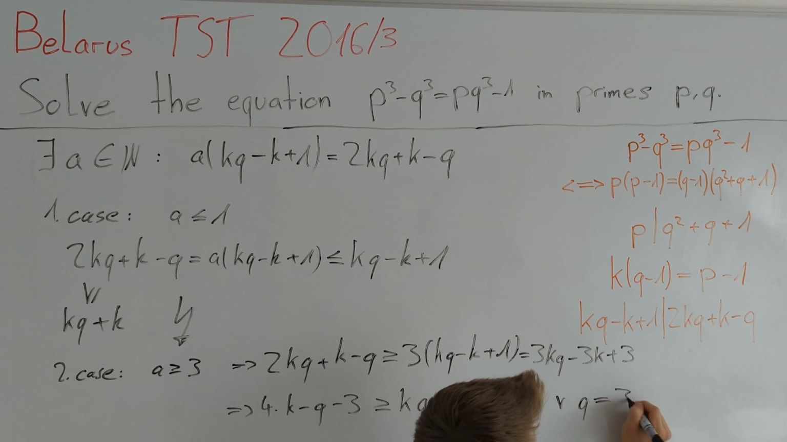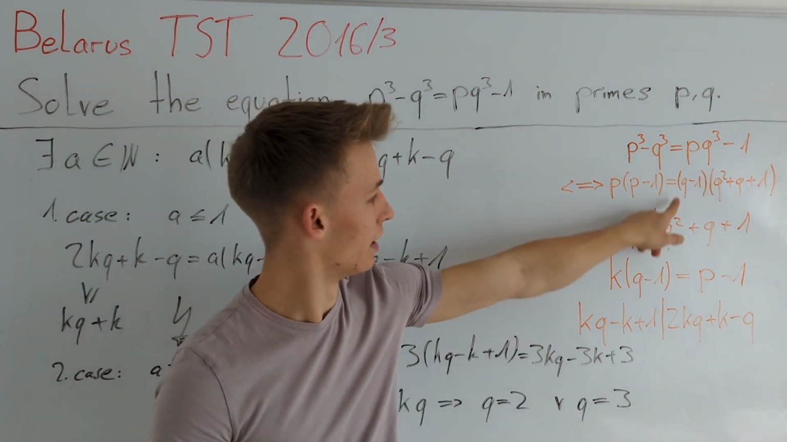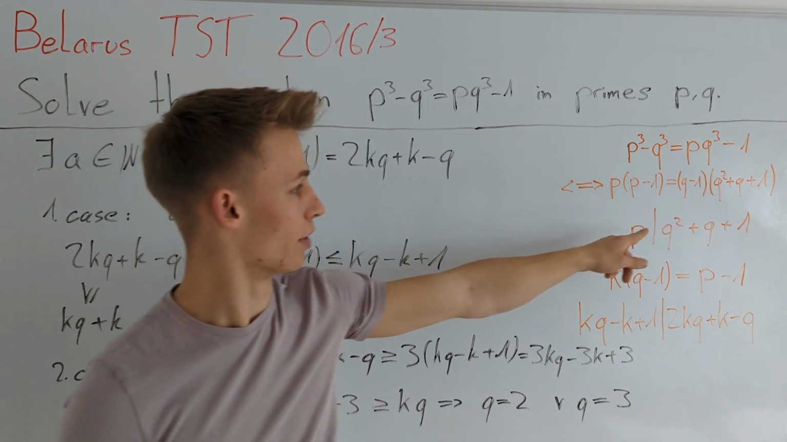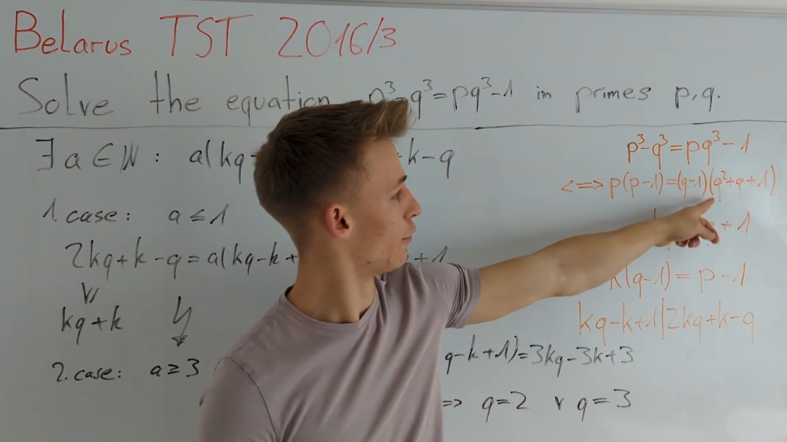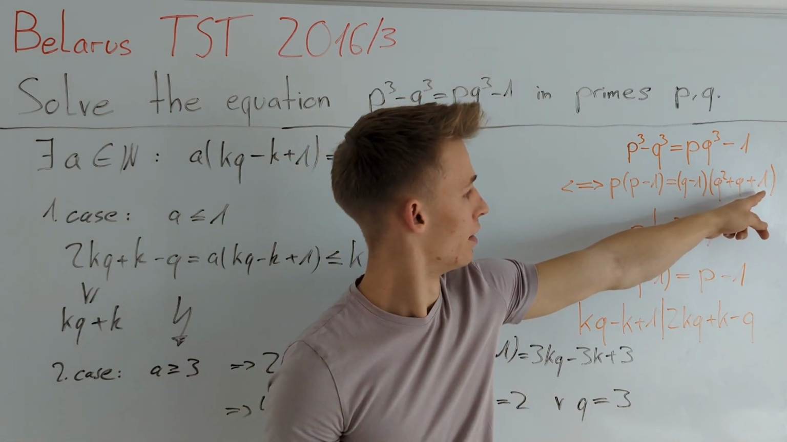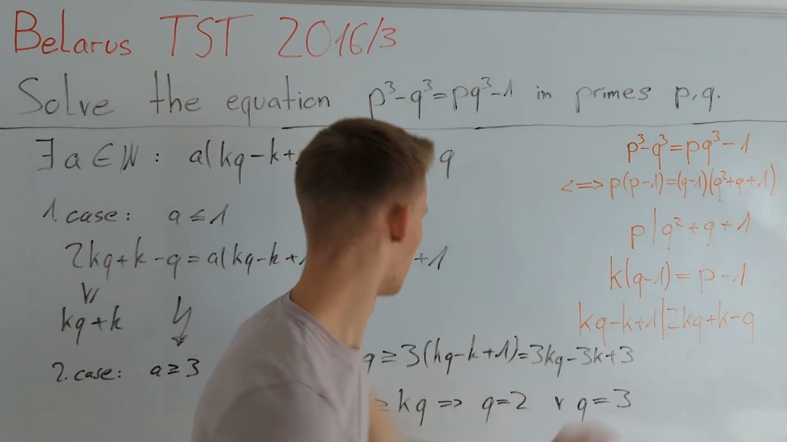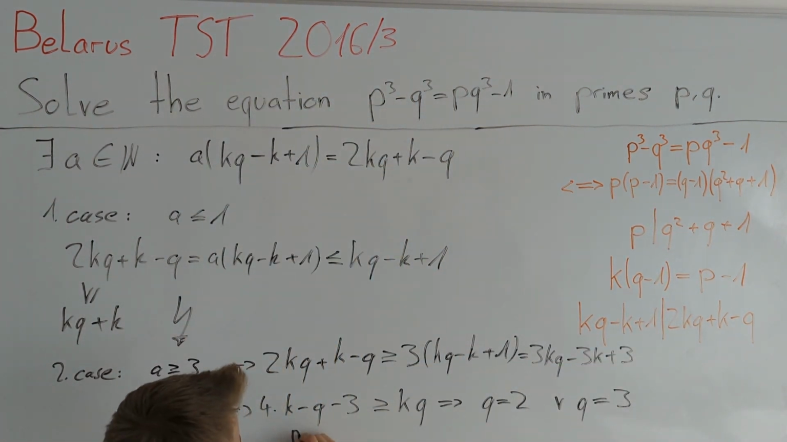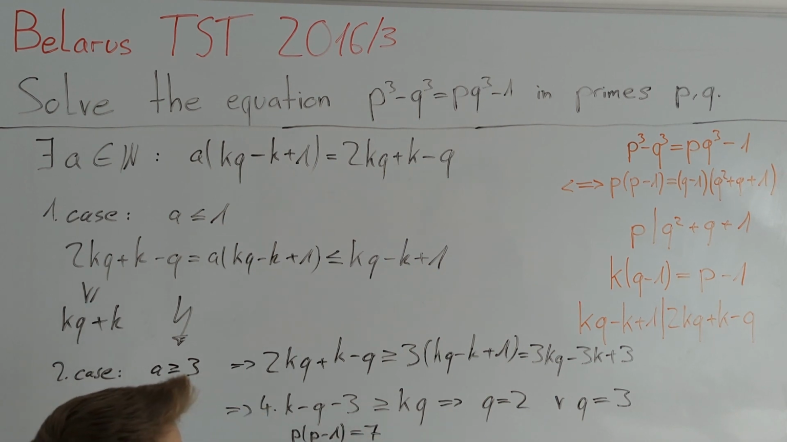Here we see that if we plug in q equals 2 in this equation, we get 2 minus 1, which is equal to 1, times q squared plus q plus 1, which is equal to 4 plus 2 plus 1, which is 7. So we have p times p minus 1 is equal to 7, and this equation has no solution for p.